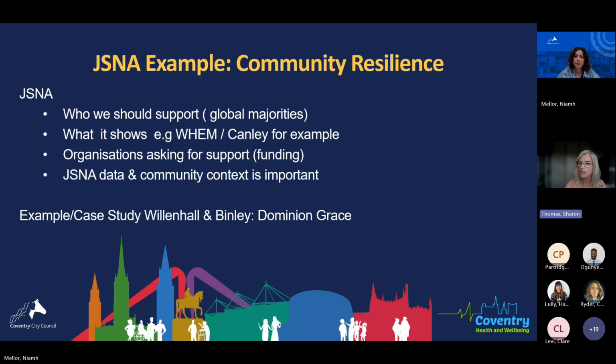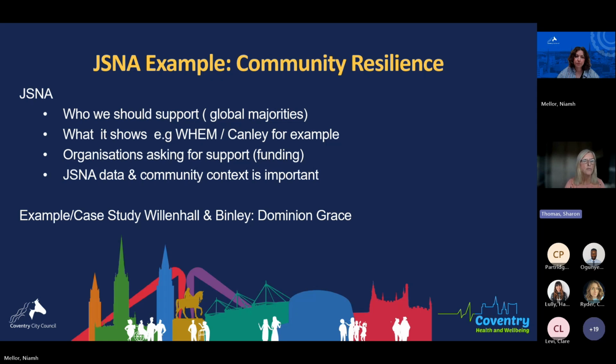And in Canley, we know there's a lot of young mums that smoke. So from that perspective, you would be looking for them to get some grants by public health, which has happened, and to support people to give up and signpost them to where it is. So as I said, lots of organisations come to us looking for funding, and we do use the JSNA data, but it's also important to remember the context.